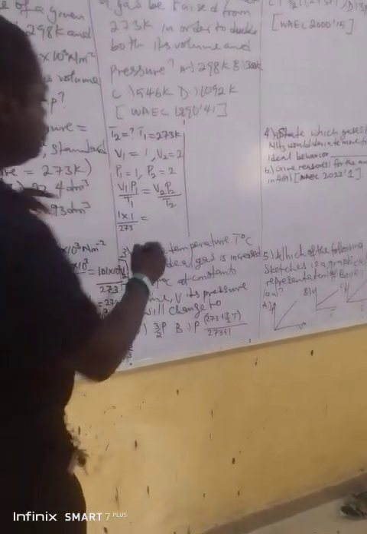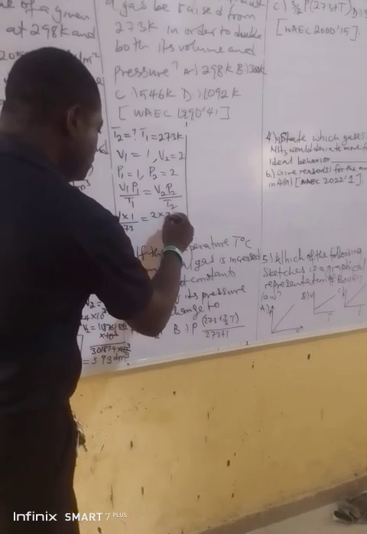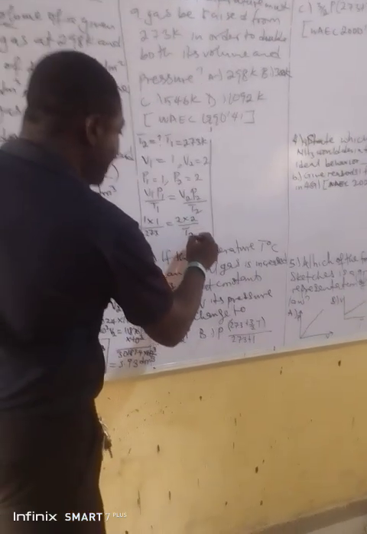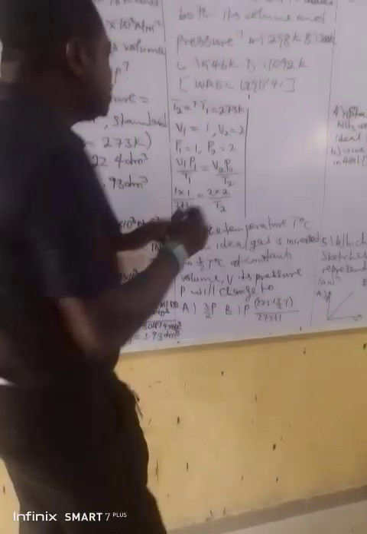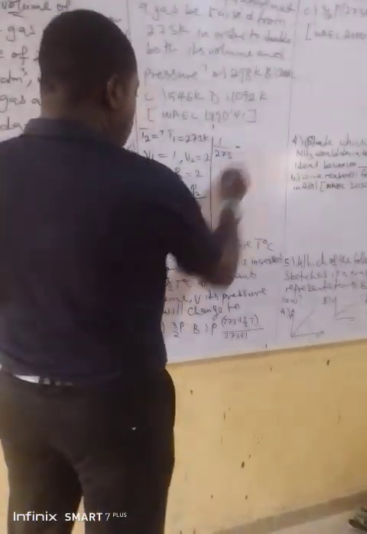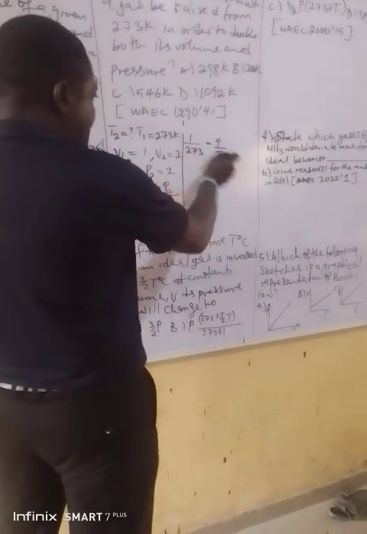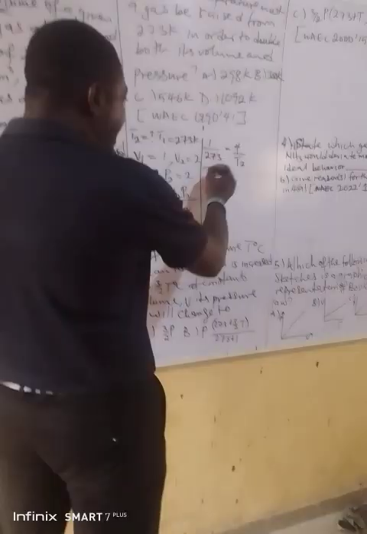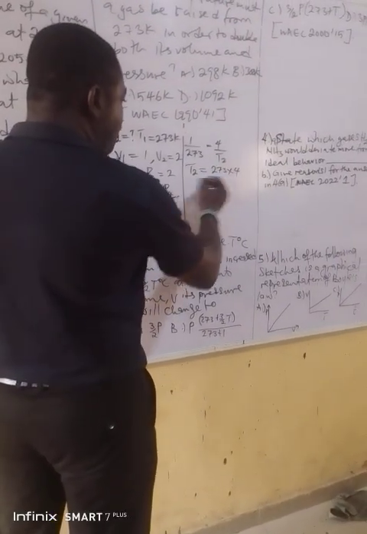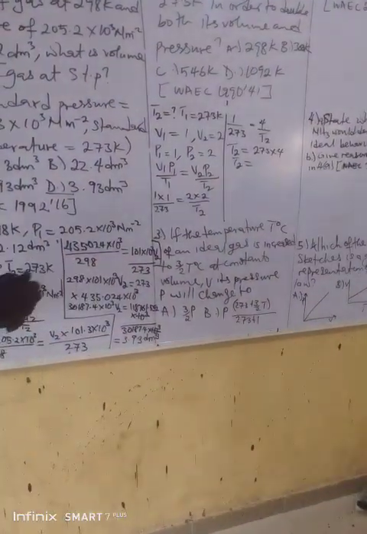What's my P2? 2. T2 square. Thank you. 1 times 1, 1 over 273. 2 times 2, 4 over T2. Multiply: T2 will multiply 1 and 2 times T2. Then we have 273 times 4. What's my T2 now? Press.